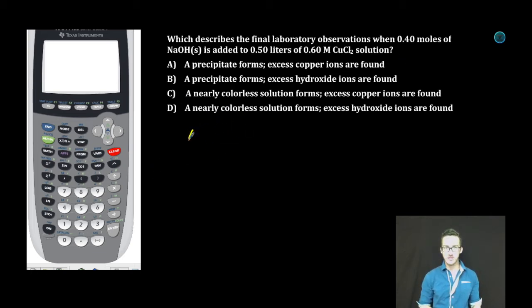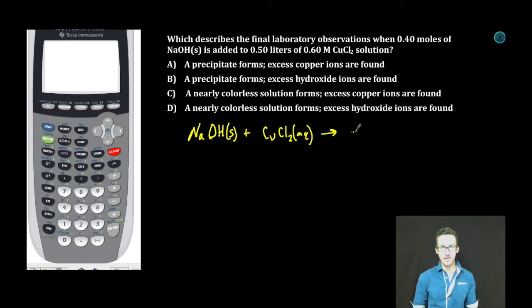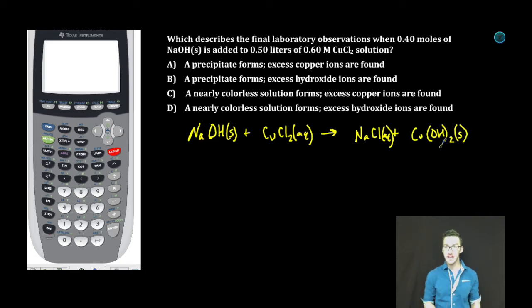We've got some sodium hydroxide reacting with copper 2 chloride. Classic double replacement here. We're going to get some sodium chloride, going to be aqueous, those sodium salts always are, and we're going to form some copper 2 hydroxide, which will in fact be our solid precipitate. Hydroxides typically form your precipitates.